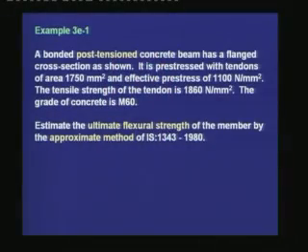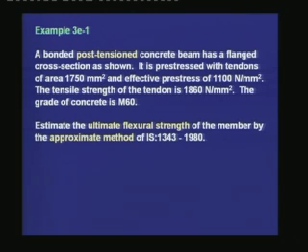Let us now understand this procedure of analysis for a flange section with this example. A bonded post-tensioned concrete beam has a flanged cross section as shown. First of all, what we know is that this is a bonded post-tensioned beam. It is pre-stressed with tendons of area 1750 millimeter square and effective pre-stress of 1100 Newton per millimeter square. That means the area of the pre-stressing steel and the effective pre-stress are given.